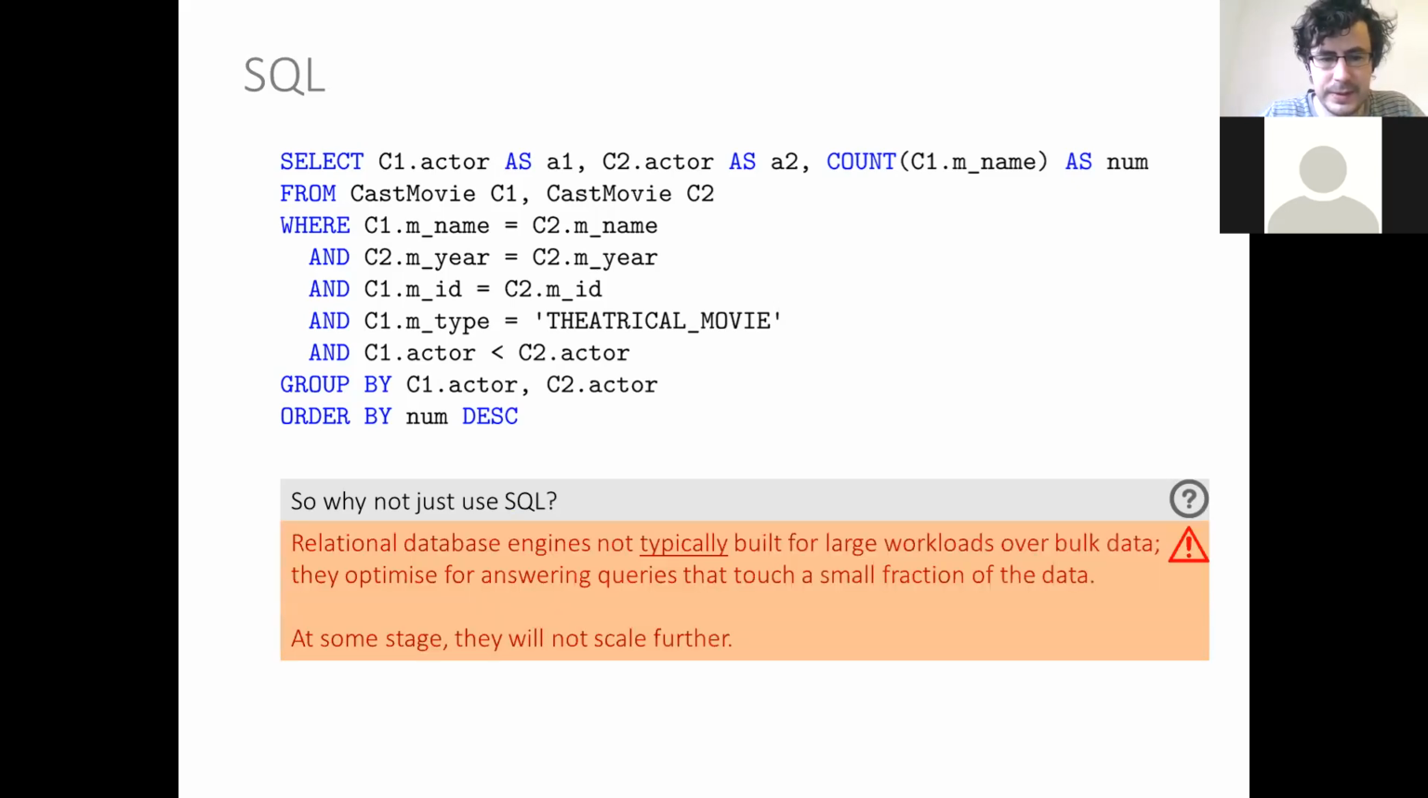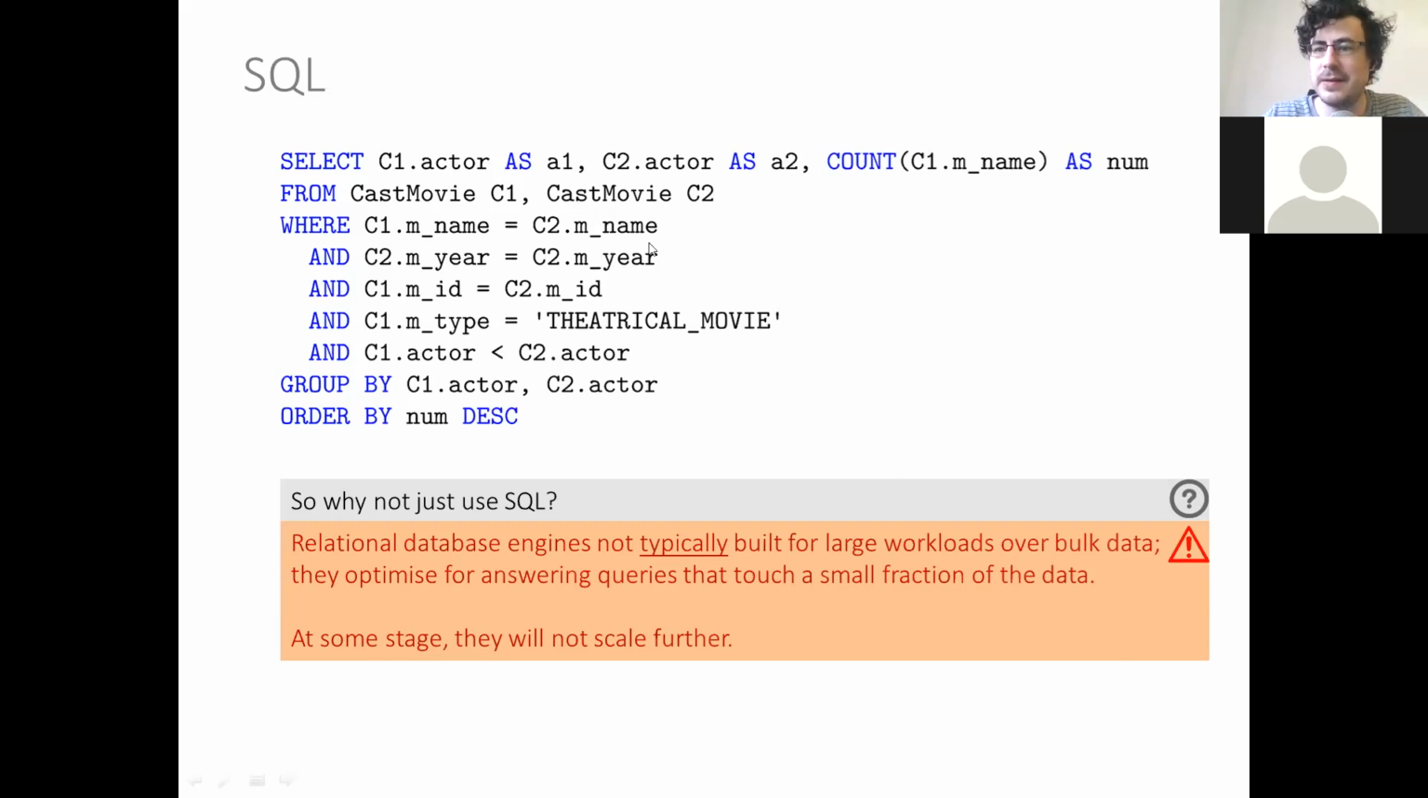The first answer is that relational databases are typically not built for very large workloads over lots of data. So I've tried this. I've tried loading the data that we have in Lab 3 into Postgres and running this query. And it does run, but it takes several hours. And the data that you're working with in Lab 3 is not super large. This is just to make the lab a little bit easier to do. If you were to make the data even larger, it would just take longer to process and create longer queues.